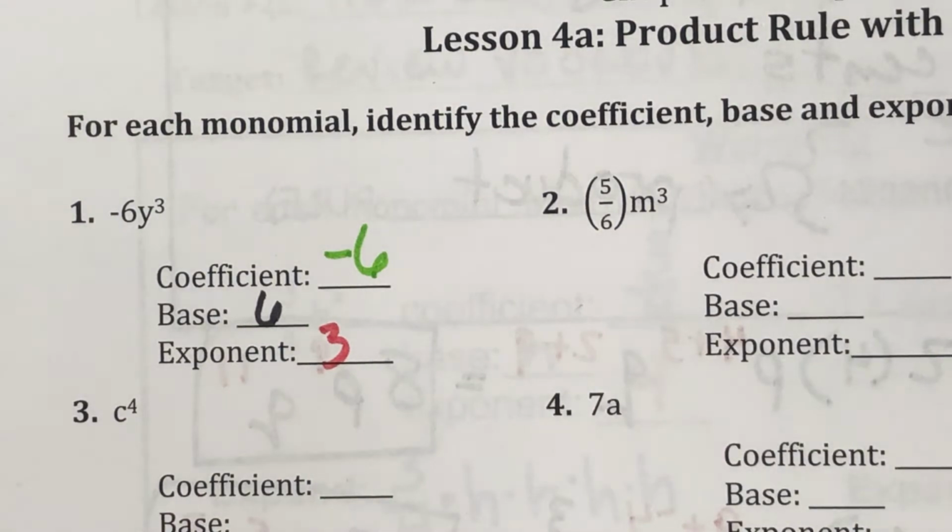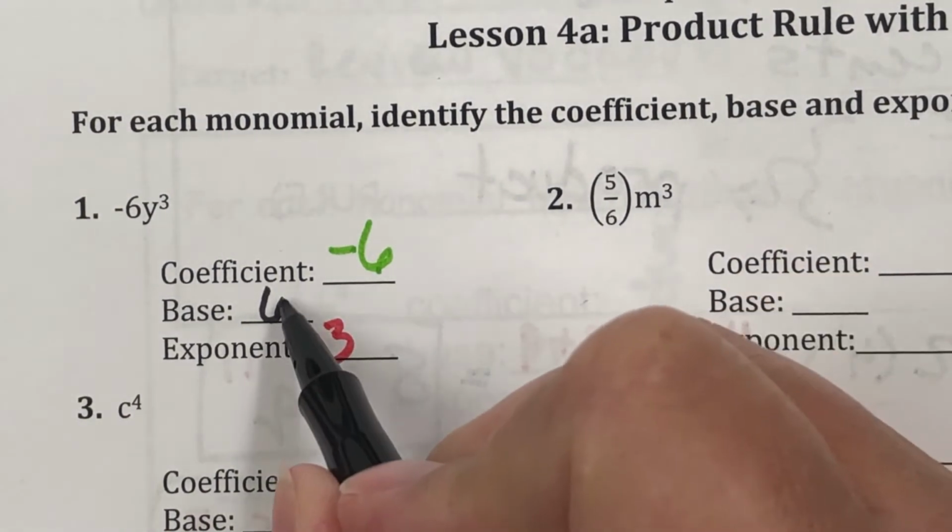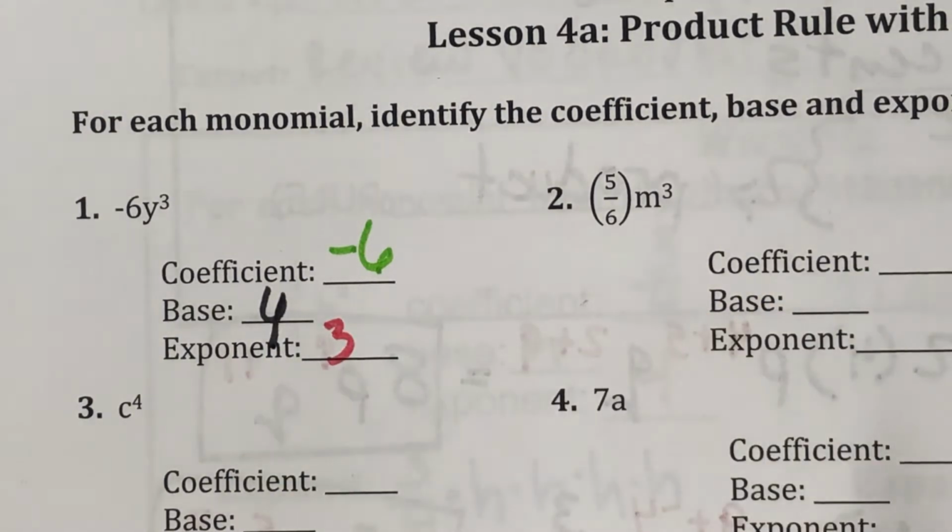Oh dear, my y looks like a 6. I did not extend my y. There's your tail. Okay. I wouldn't have noticed that if I didn't double check. It's always important to double check your work.